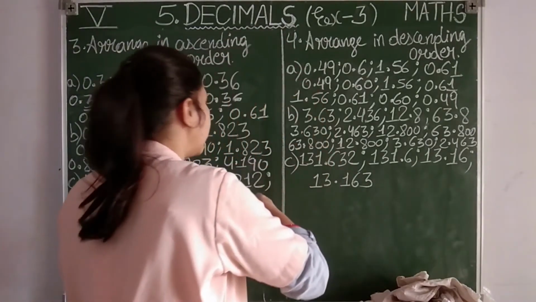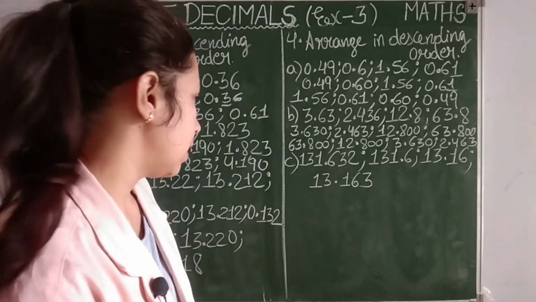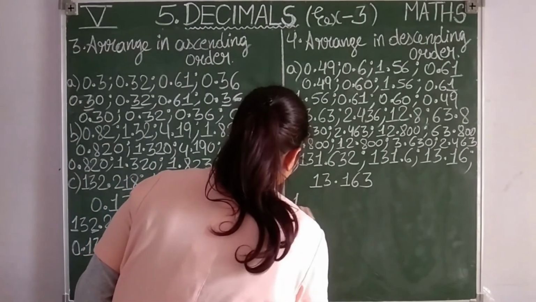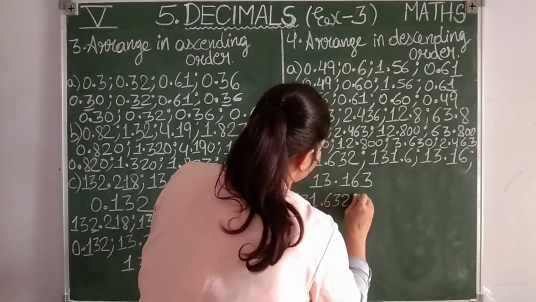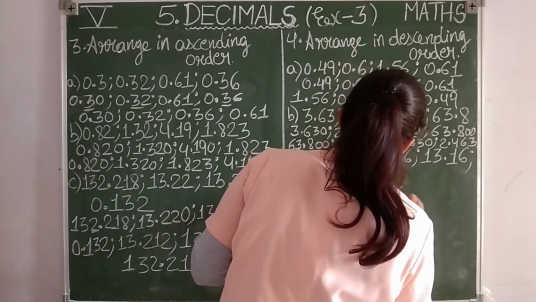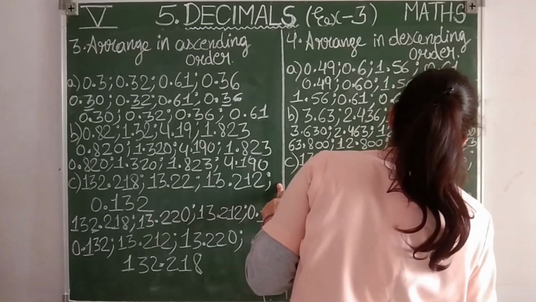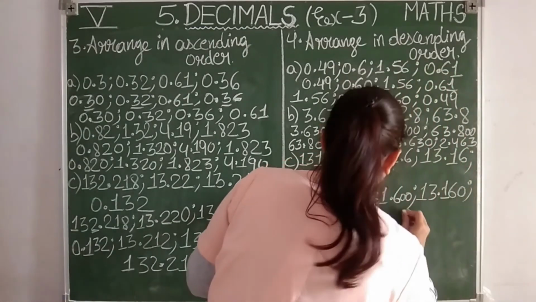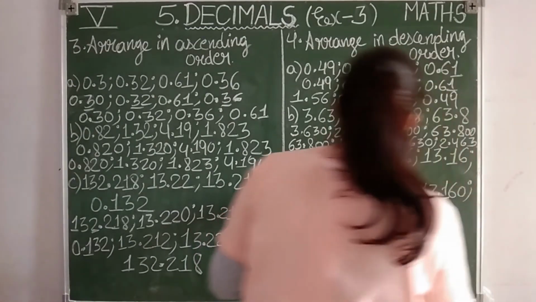Now I have explained you. Now simply I am doing it. If any confusion, then you can message. Okay. First we will be converting it into like decimal. So here the highest place is thousands. So each decimal number we have to write with thousands place. 160, then 13.163. Okay, I have converted into like decimals.